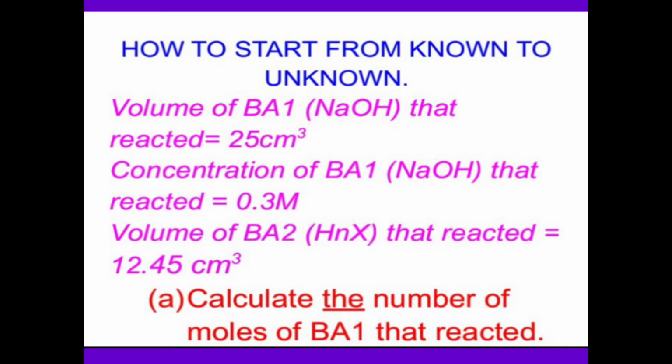Then also we said we should know the solution that is standard. In this case, sodium hydroxide was a standard solution, and its concentration was given as 0.3 molar. So the question here was asking us to calculate the number of moles of BA1 that reacted. So we know this information. We know the volume of BA1 which reacted. We even know the concentration of BA1 that was given to us. So starting this calculation is very simple.